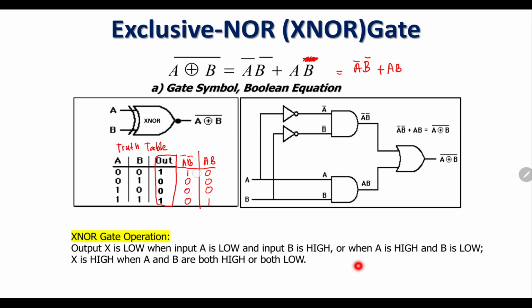Then you do the operation. 1 plus 0 is 1. 0 plus 0 is 0. 0 plus 0 is 0. 0 plus 1 is 1. That's how you get the output for the XNOR gate.